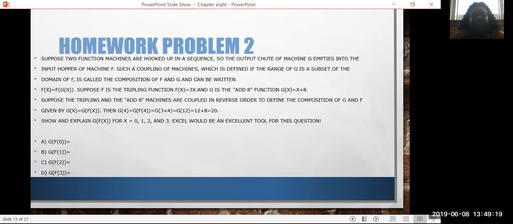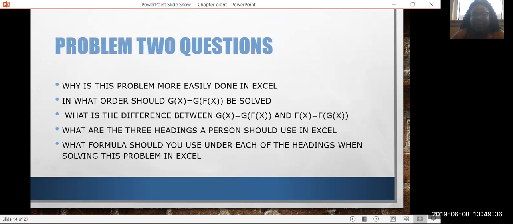And then you have homework problem 2, and this one is about functions. I wouldn't say functions are my favorite, but I am very grateful for Excel. So I was very excited when you added the little footnote saying that Excel would be a good thing to use for this problem. Some of the questions that I came up with before doing my problem is, why is this problem more easily done in Excel? And it's because Excel easily calculates the function.